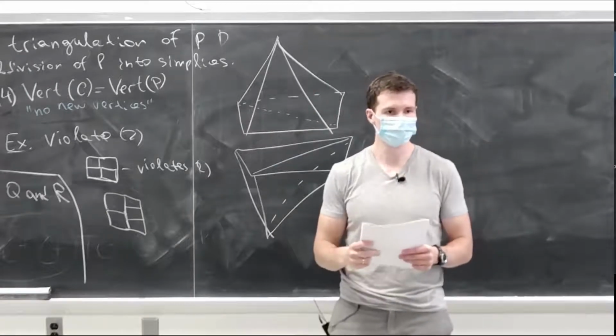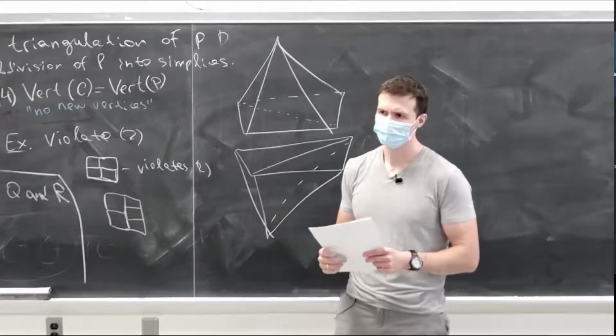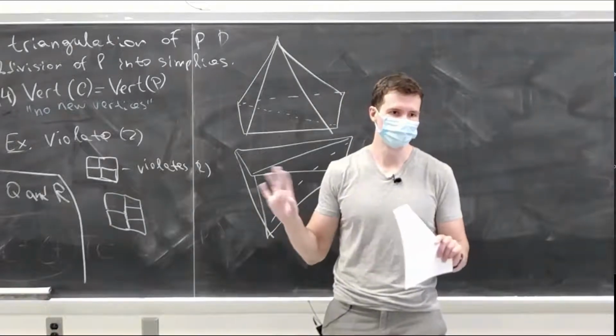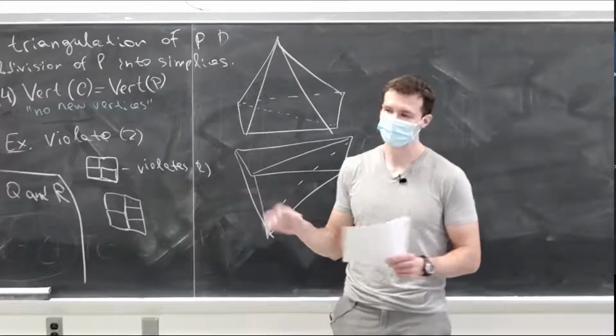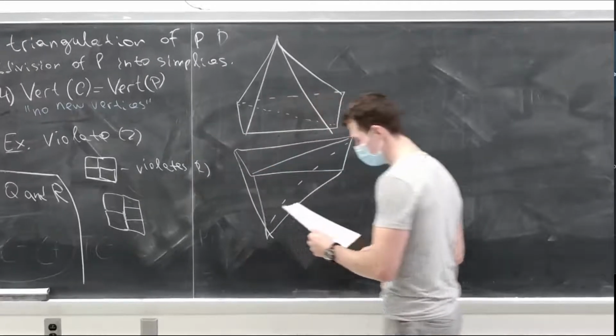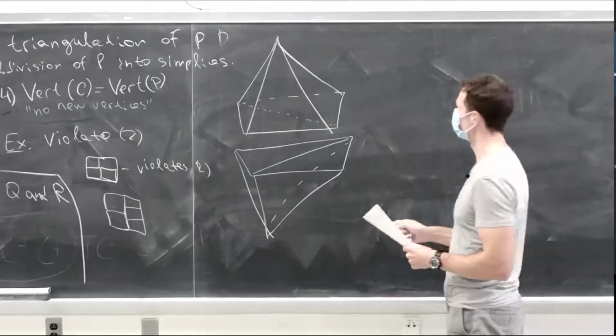Subdivision with no new vertices. Usually in this paper, we don't use any new vertices, but sometimes it's useful to allow new vertices. All right, so examples of triangulations.